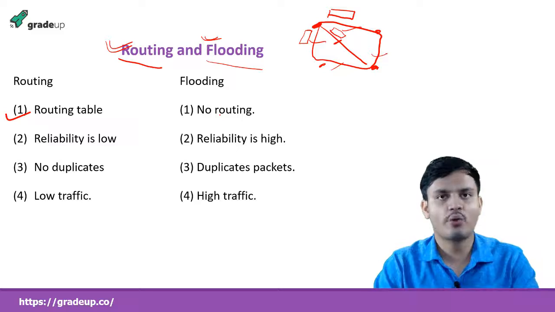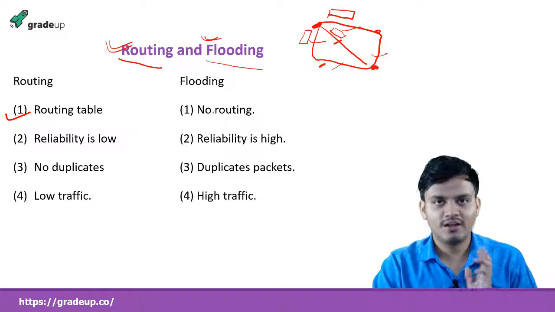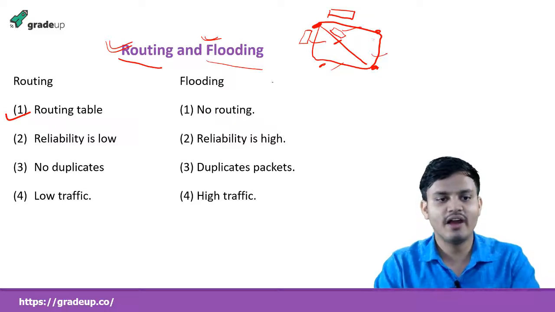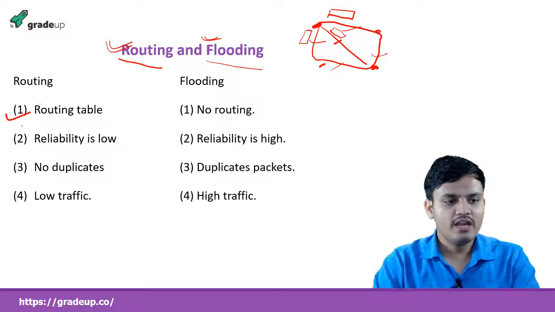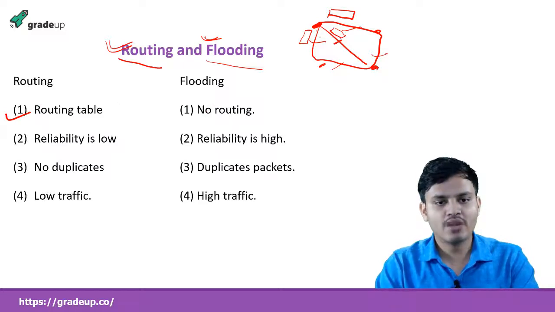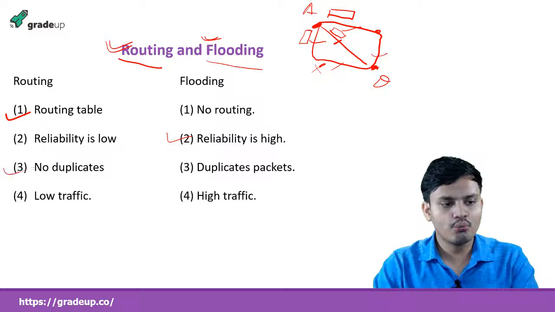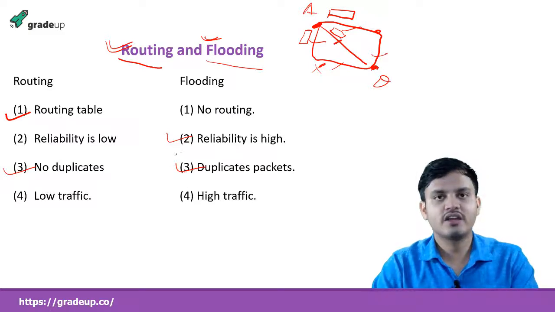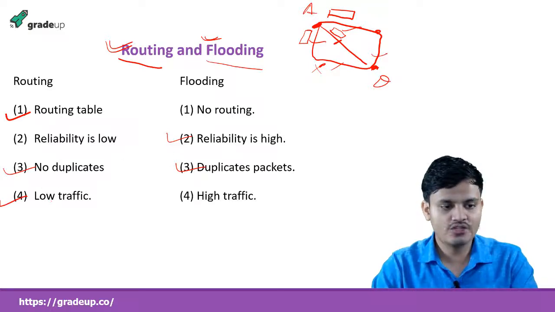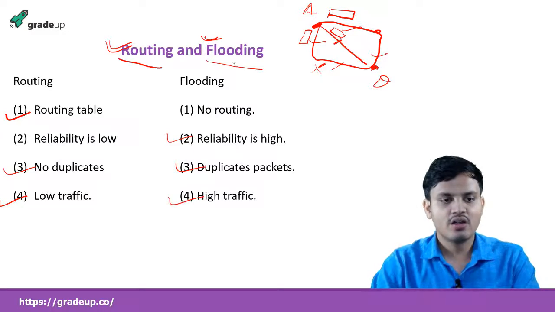And in flooding, there is no routing. You are not using your mind, you are just sending the packet in all directions. In routing, reliability is low. Suppose you send it in one direction and the packet may get lost, so it will never reach the destination. But in flooding, reliability is high. How? If this packet is lost, there are still two other ways to reach the destination from A to D. In routing there are no duplicates, but in flooding duplicate packets are there. Routing has low traffic, which is a good thing, and flooding has high traffic.